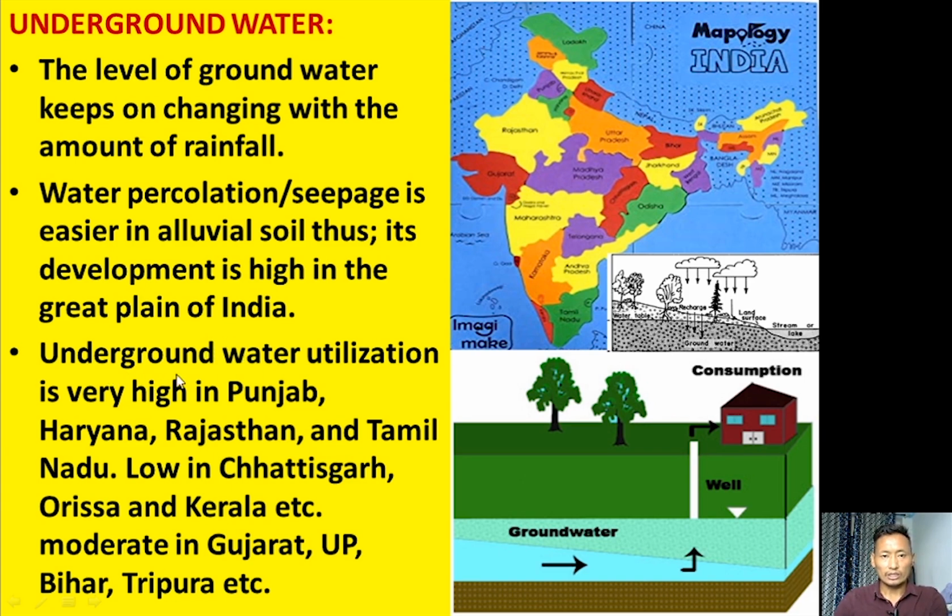The groundwater utilization is very high in Indian states like Punjab, Haryana, Rajasthan, Tamil Nadu, very low in Chhattisgarh, Odisha, and Kerala, and moderate in states such as Gujarat, UP, Bihar, and Tripura. Again, in India the groundwater recharge is different because of geological structure and permeability of the rocks.